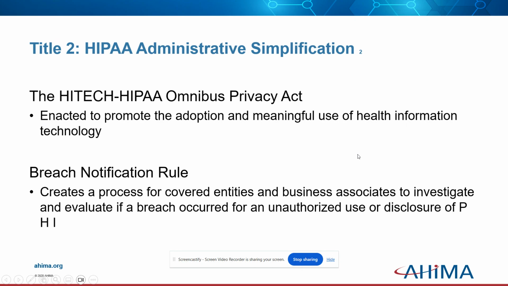We have a couple of other items here. The HITECH HIPAA Omnibus Privacy Act, looking at promoting the adoption and meaningful use of health information technology, and also the breach notification rule, creating a process for entities and business associates, or BAs, to actually investigate and evaluate if a breach occurred for an unauthorized use or disclosure of PHI. And then certainly if that's the case, there are certain mechanisms that will then kick into gear for investigative and other punitive consequences.